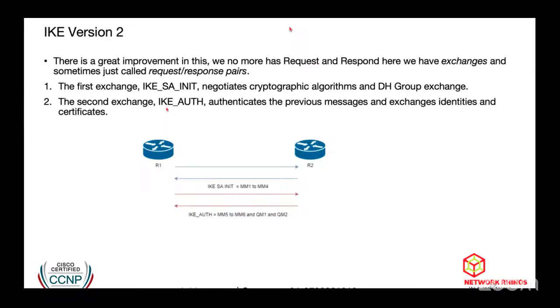So in IKE version 1, it works in two separate phases. Phase 1 to build the ISAKMP SA. Phase 2 for building the IPsec SA. Phase 1 is to put that road first of all. Phase 2 is to decide whether my vehicle can travel or not, or to check whether it is safe or not. In phase 1, we have main mode, then we have aggressive mode.